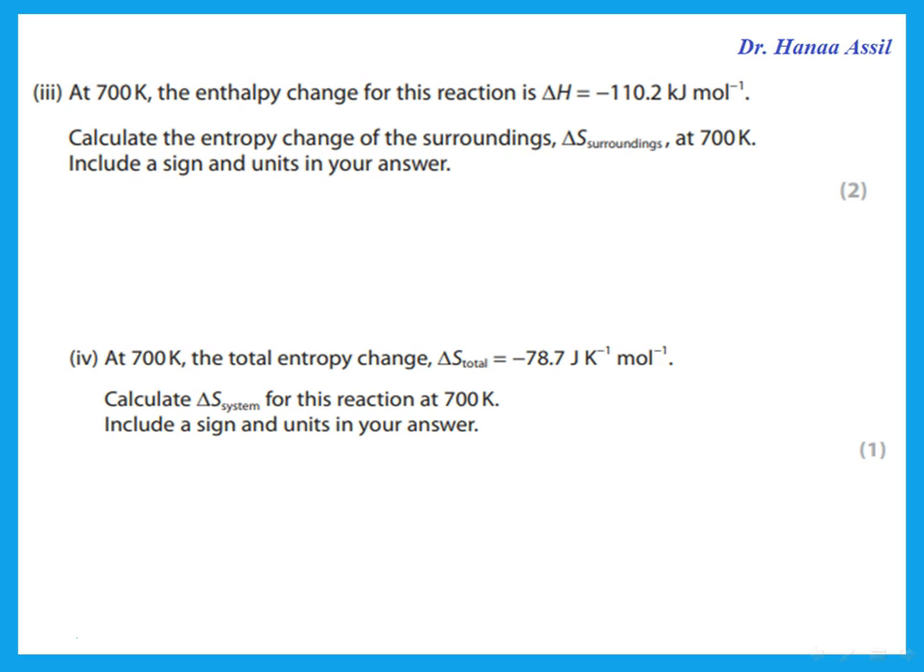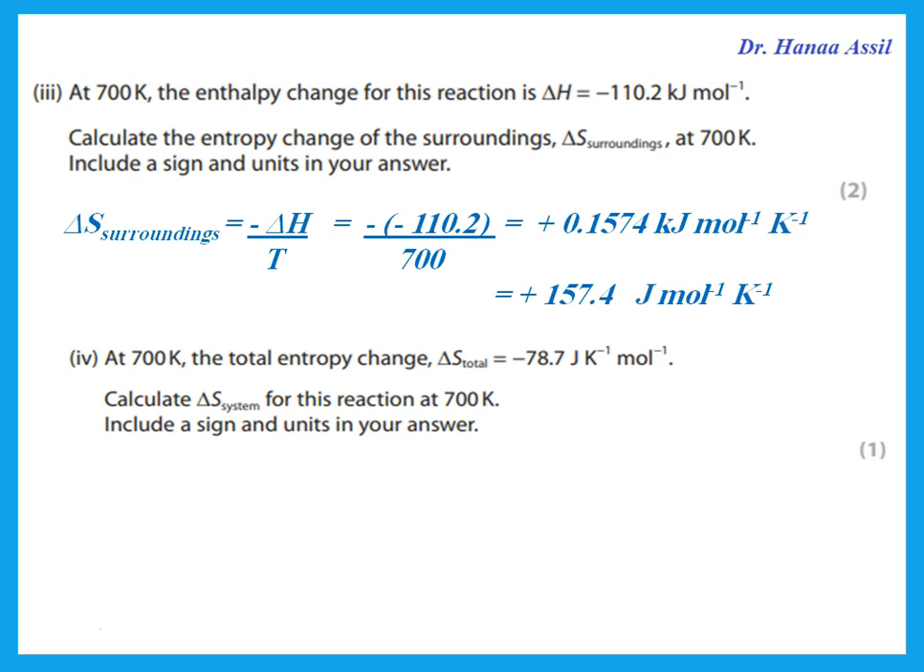Then he says at 700 K, the enthalpy change for this reaction is this. So he gives me delta H and he says calculate the entropy change of the surroundings. Again, how do we do that? There are just a few equations that you need to remember. What is delta S surrounding? Minus delta H over T. In this case, my delta H is negative, so my overall answer will be a positive number. The T he gives you as 700 K. What you get is in kilojoule per mole. You can then multiply by 1,000 to get it in joule per mole per degree.